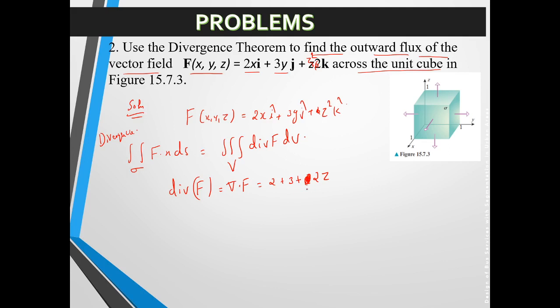Now this is 5. Okay, we will do this. Now we will find the triple integral over V of (5 plus 2z) dV.